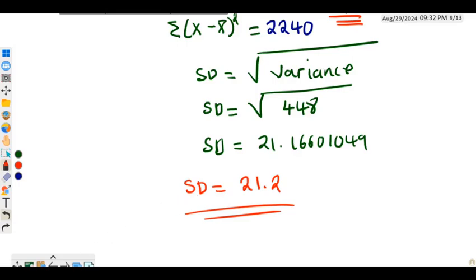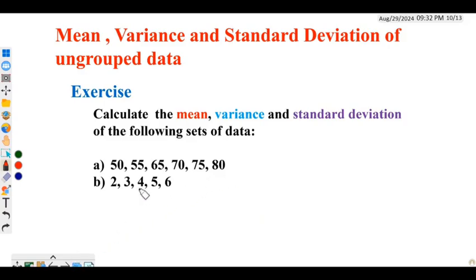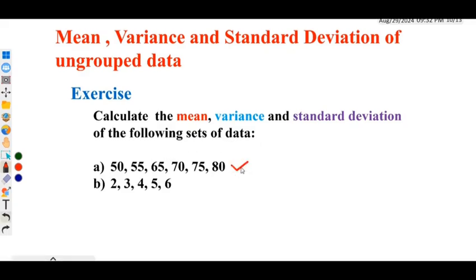So let's see the exercise that you can try. You can try to work out this exercise now. Calculate the mean, variance, and standard deviation of the following sets of data. For A, you have 50, 55, 65, 70, 75, and 80. You need to find the mean, the variance, and the standard deviation. You can use any formula that you want. For B, 2, 3, 4, 5, 6. For this one, you also find the mean, the variance, and the standard deviation.